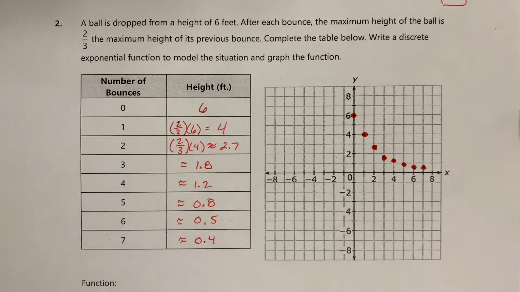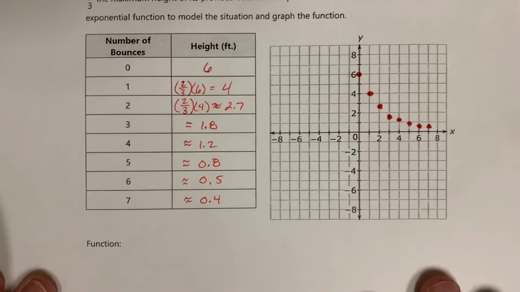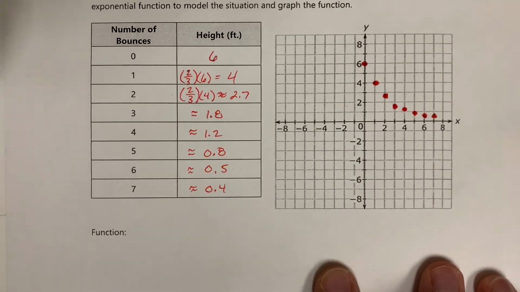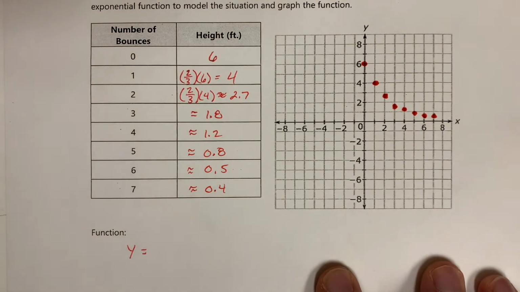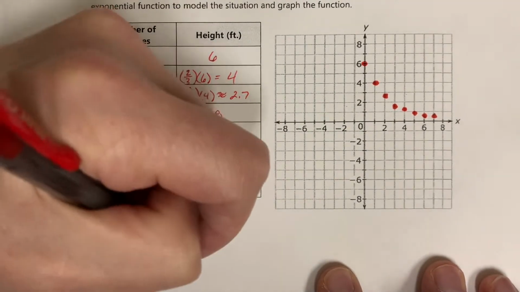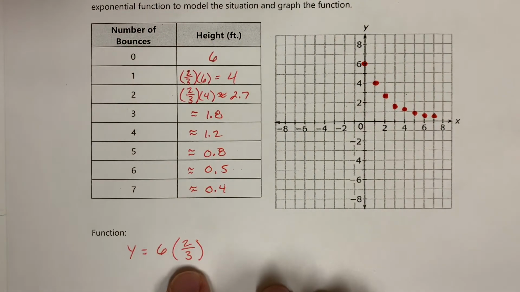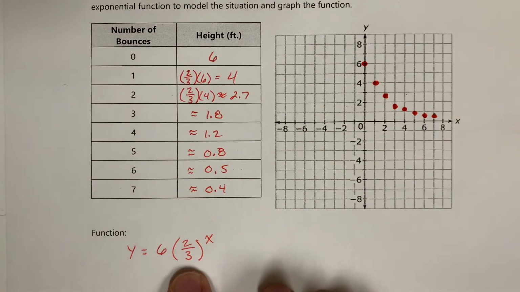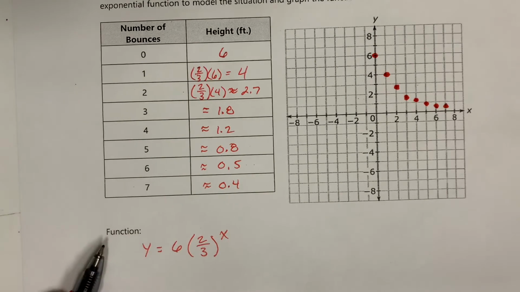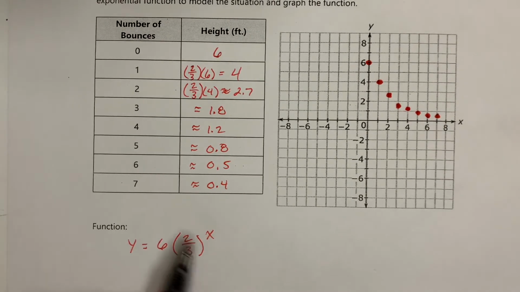All right. Now, we want to write a function for that. So how do we write a function for this? Well, the way you do that is we're going to put y is equal to, and y is the output, the initial height of 6 times 2/3, which is how much you're going to get after every bounce, and then you're going to raise that to the x power. So x is the number of bounces, and y is the height after those bounces. And there's the function you would write. You have to do this in the EOC quite a bit.